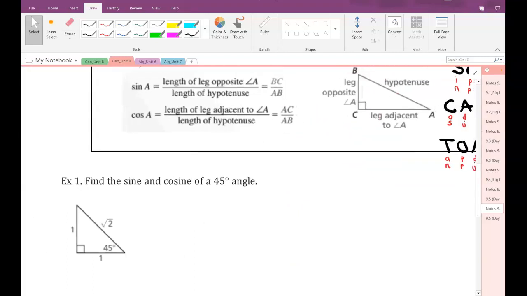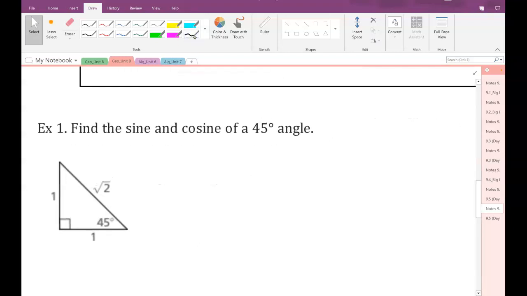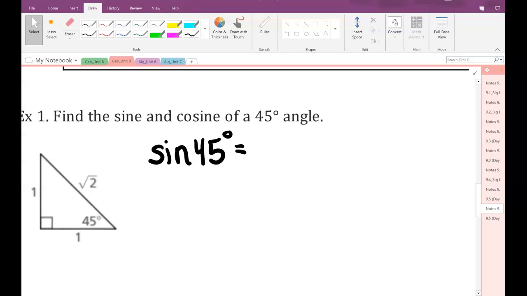So, example 1. We're going to find the sine and cosine of a 45-degree angle. I always just like to keep it simple, start with sine, then do cosine. So the sine of a 45-degree angle would be equal to the opposite side divided by the hypotenuse. The side opposite of 45 degrees is 1. Our hypotenuse is square root of 2. So this is opposite over hypotenuse, if you want to write it.